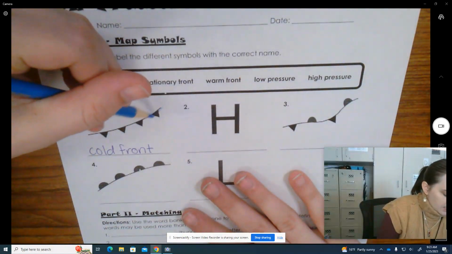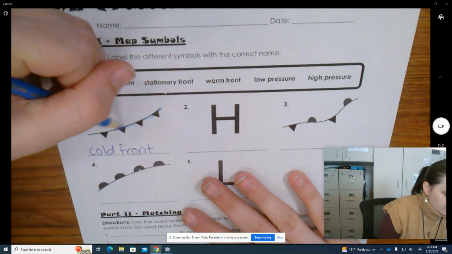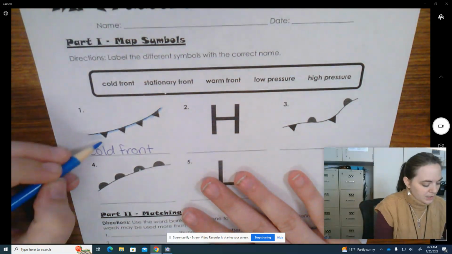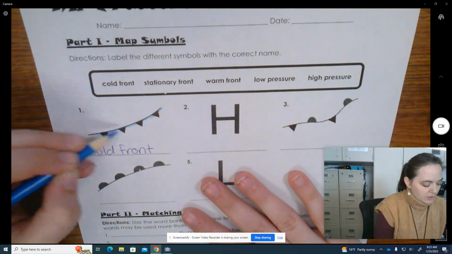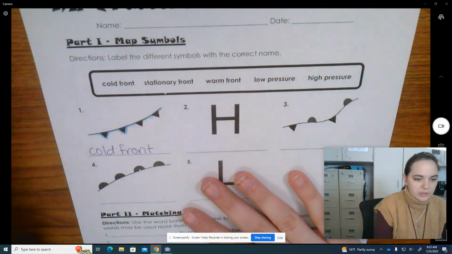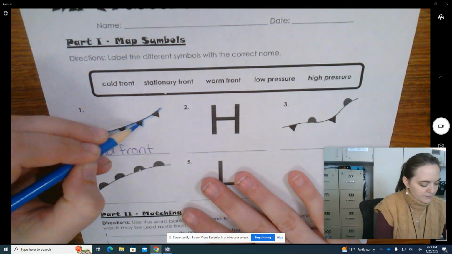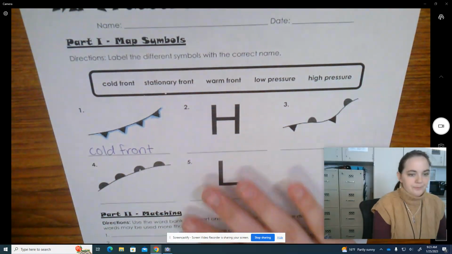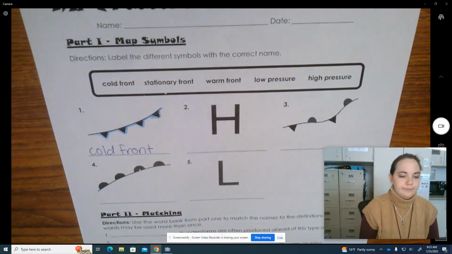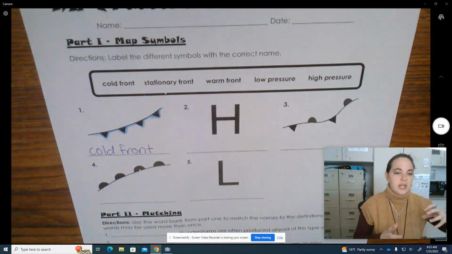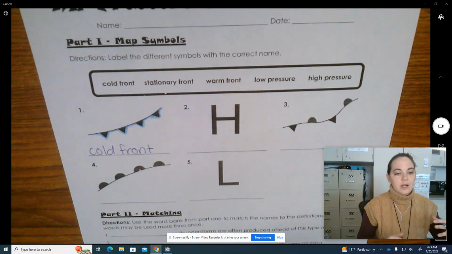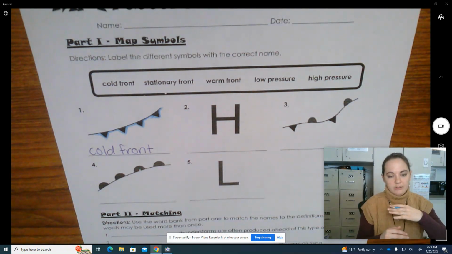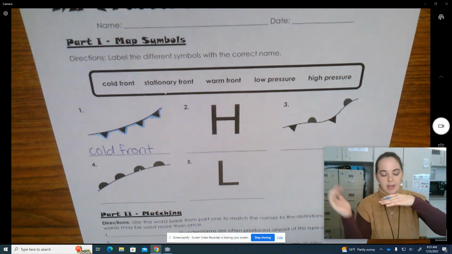I'm going to just put a light blue line like that. And then just for good measure, I'm going to shade in the borders of those tick marks. So that is a cold front. A cold front is when a giant mass of cold air is pushing into hot air and pushing the hot air up.